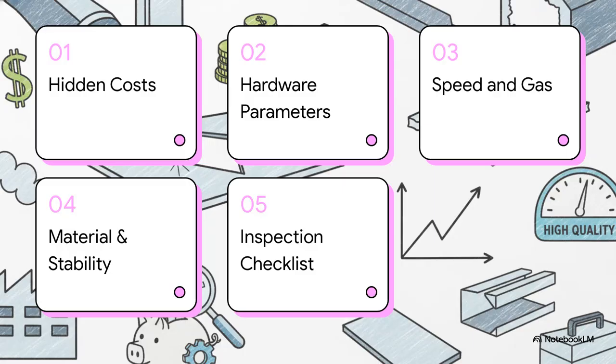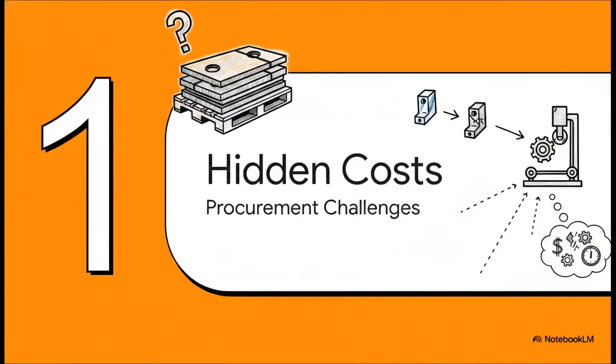So here is our roadmap. We are going to look at finding hidden procurement costs, evaluating core hardware parameters, the trade-offs between speed and gas, material and machine stability, and wrap it all up with a zero-defect inspection checklist. All right, kicking things off with Section 1, Finding Hidden Procurement Costs.